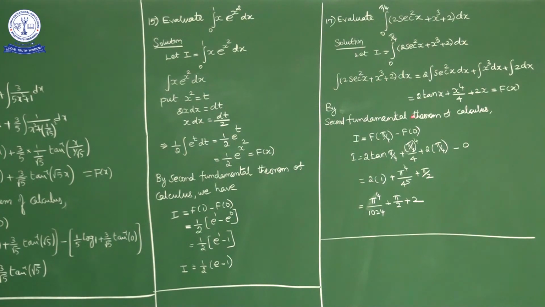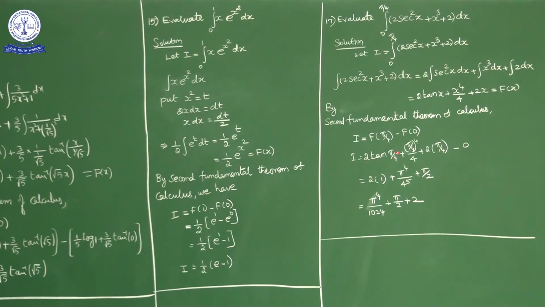So by second fundamental theorem of integral calculus, what is I? I is equal to F of upper limit minus F of lower limit. Here lower limit is 0, upper limit is pi by 4. So I is equal to F of pi by 4 minus F of 0. So in place of x you write pi by 4 and in place of x you write 0. So what we get? I is equal to 2 tan pi by 4 plus pi by 4 whole power 4 by 4 plus 2 into pi by 4, minus F of 0. In place of x if you write 0, tan 0 is 0, x power 4 is 0, and 2 into 0 is 0. So overall F of 0 is 0.